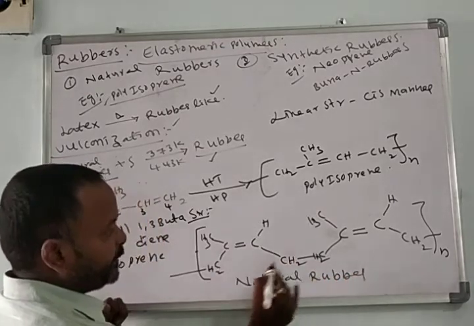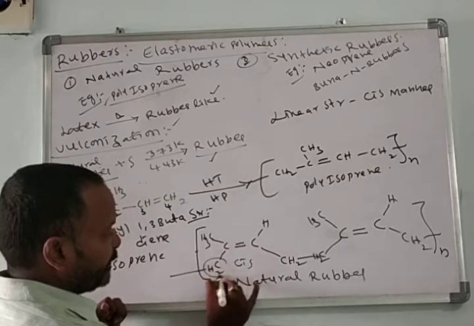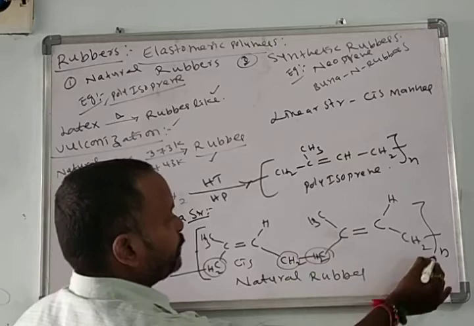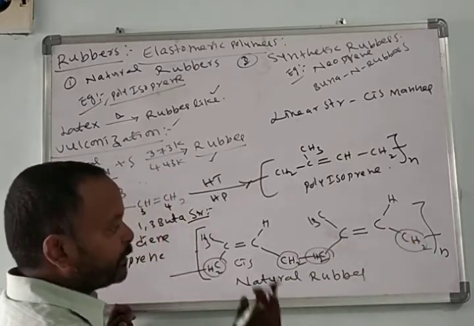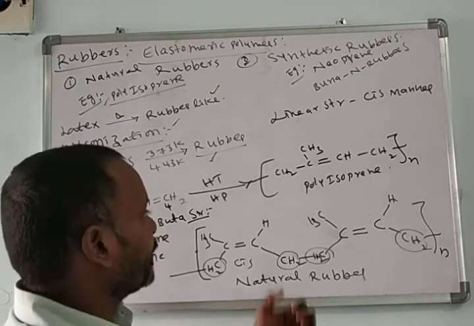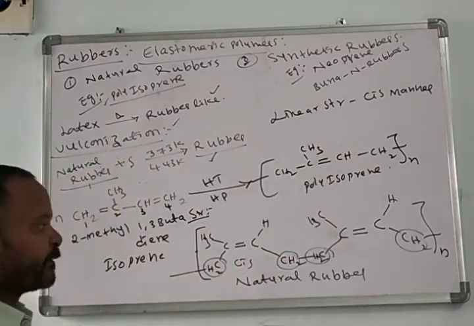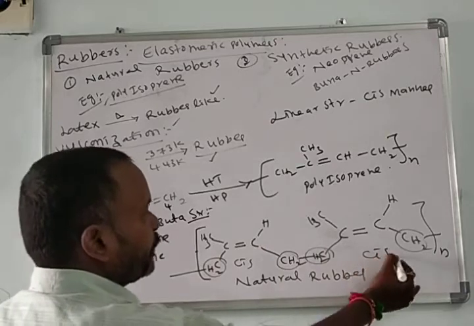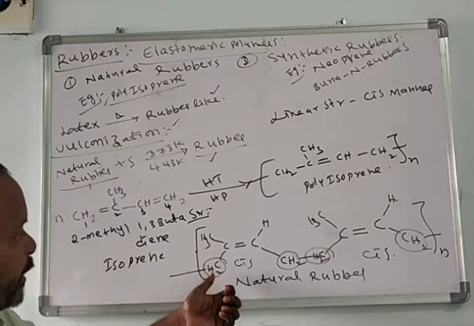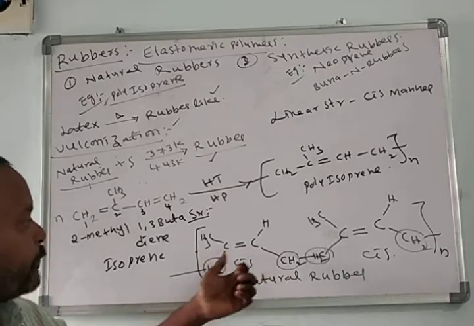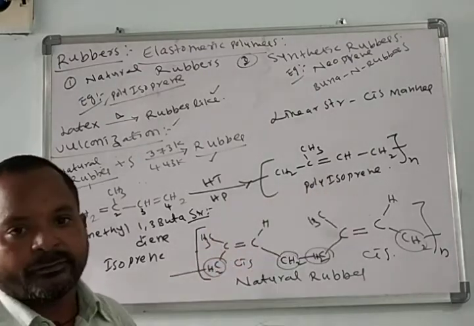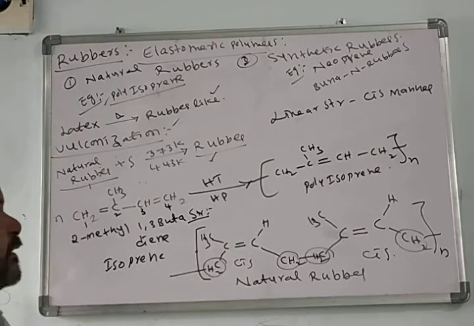All these are arranged in a cis manner. This is the cis. The CH2 groups are both present in one geometry. Here also both are present in one geometry. That means one isoprene unit is arranged with another isoprene unit, and all are present in a cis manner. This is cis, and this is also cis. Here we call it 1 and 4, 1, 2, 3, 4. It contains 1,4-cis isoprene units.